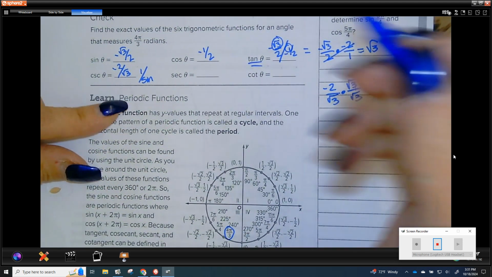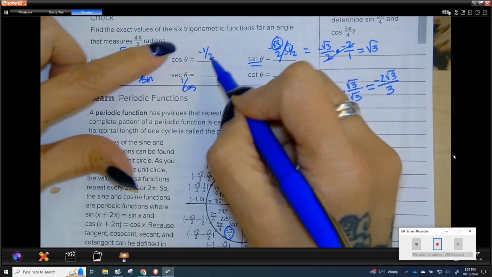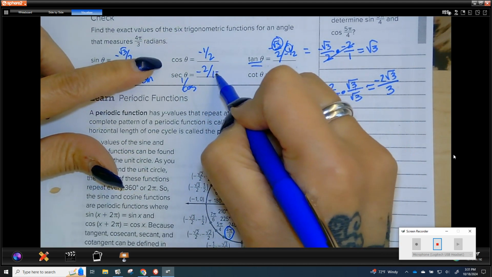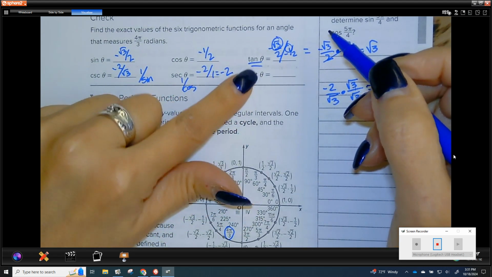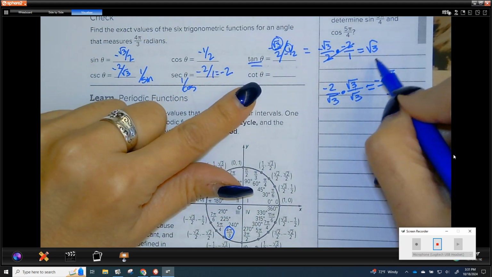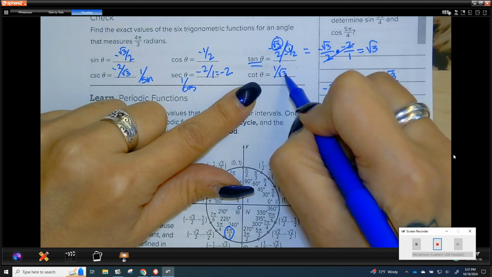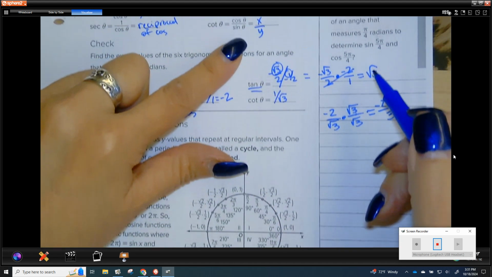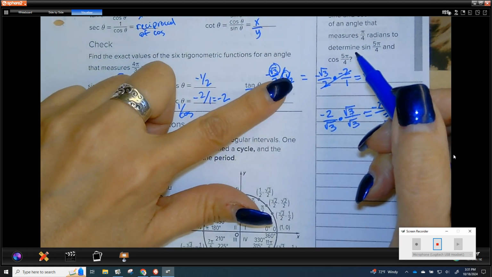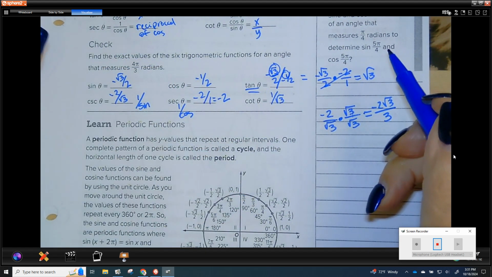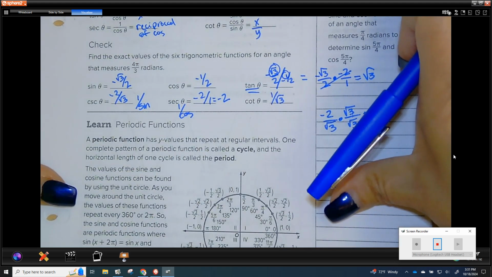Secant is 1 over cosine. So I get cosine, flip it. Cotangent is 1 over tangent. So our tangent was this, which is over 1. So it's 1 over the square root of 3. Or for cotangent, you could do x divided by y. So you could divide them and put this one divided by this one. So that's how you find those. I don't remember what lesson that was, maybe 12?